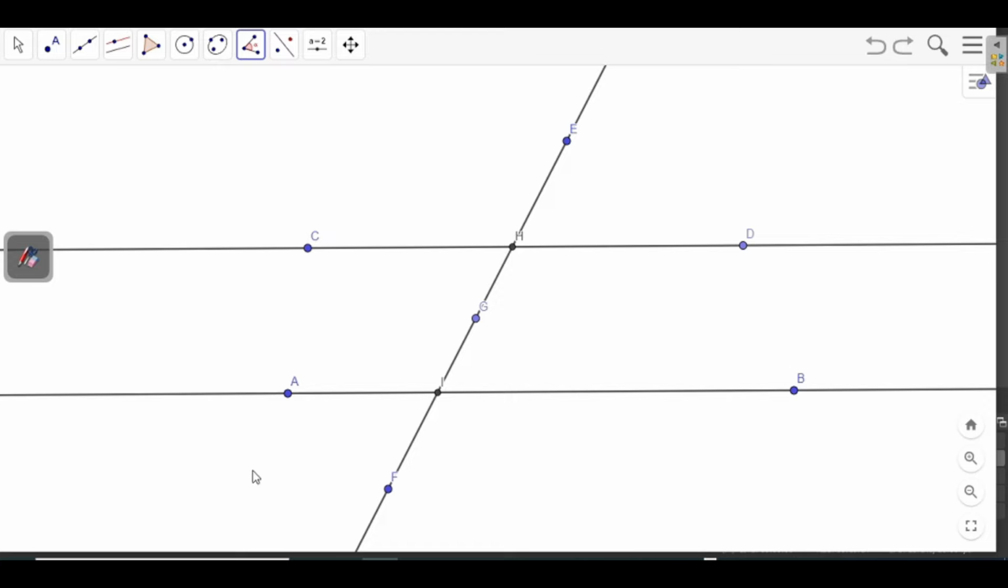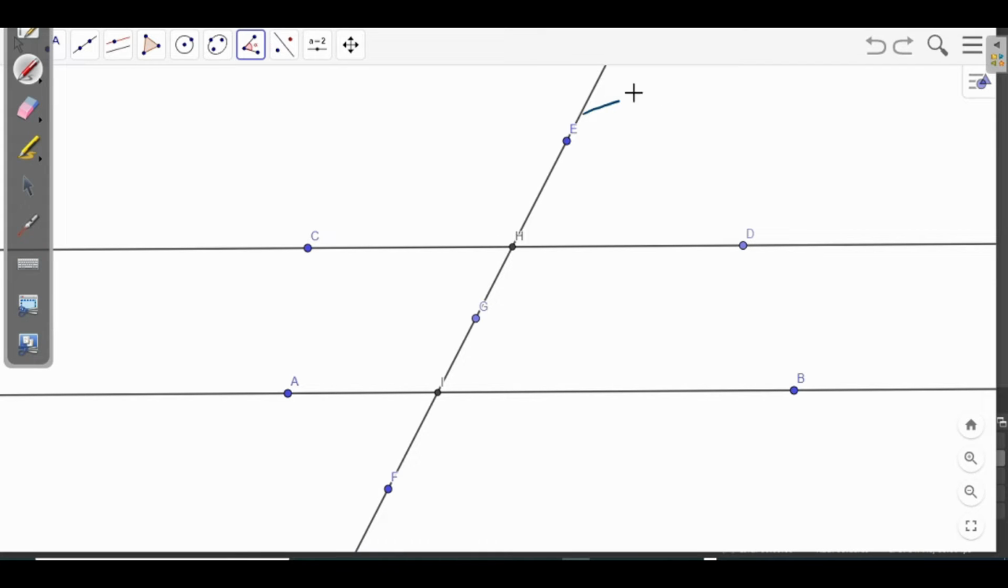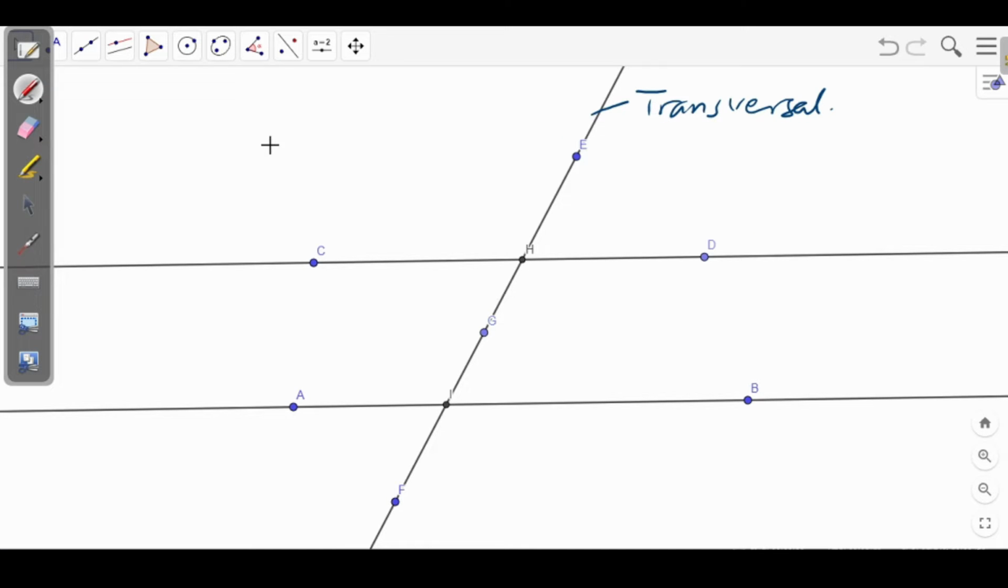We have our pair of parallel lines AB and CD here, and then we have a transversal EF crossing them, and a transversal is just a straight line that intersects parallel lines. Like I said earlier, today's lesson is about co-interior angles. Someone may ask, what are they? I'm just going to try explaining them.